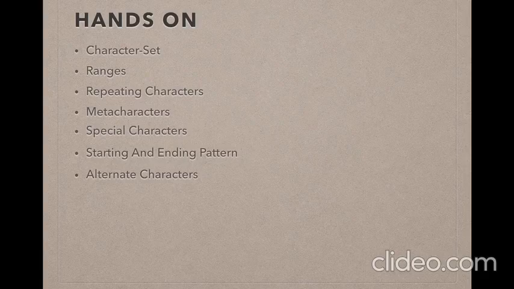In this part, we'll be covering different categories that regex falls into, which are listed below. They are character sets, range, repeating characters, meta characters, special characters, starting and ending pattern, alternate characters. So we'll be covering them one by one with examples on the Regex 101 debugging tool. Let's begin our practical hands-on with the first topic on regex, that is character set.